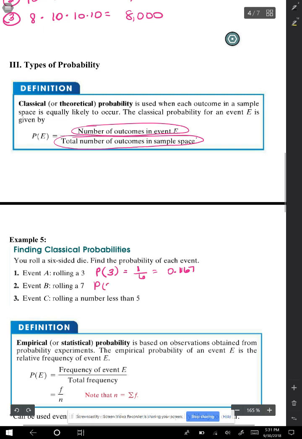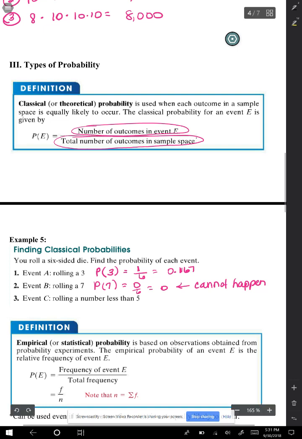Next is the probability of rolling a 7. Since there are no 7s on the die, since it's a 6-sided die, it would be 0 out of 6, which would be 0. So this is an event that cannot happen. When an event cannot happen, or it's not possible, that's always going to be a 0 for your probability.